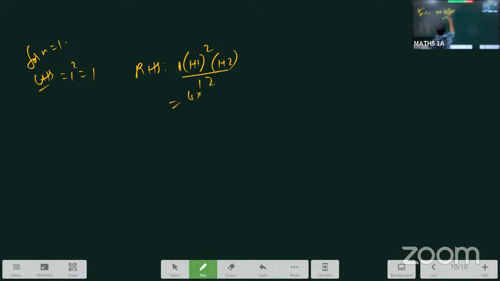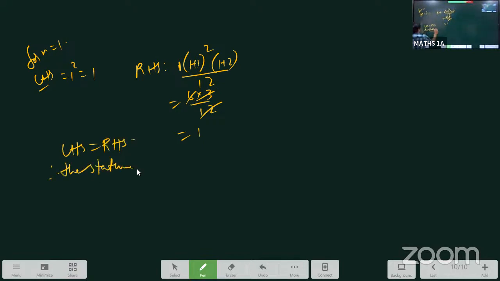2 square is 4 into 3 by 12. See, 12. 4 3s are 12 gets cancelled. I get 1. So 1 only. Therefore, LHS equal to RHS. Therefore, the statement S of n is true for n equal to 1.